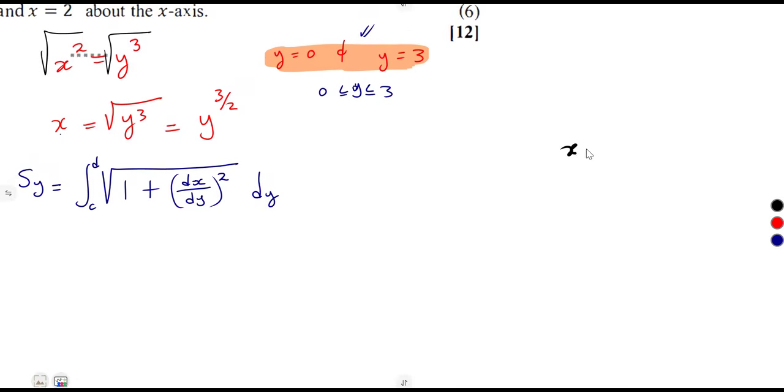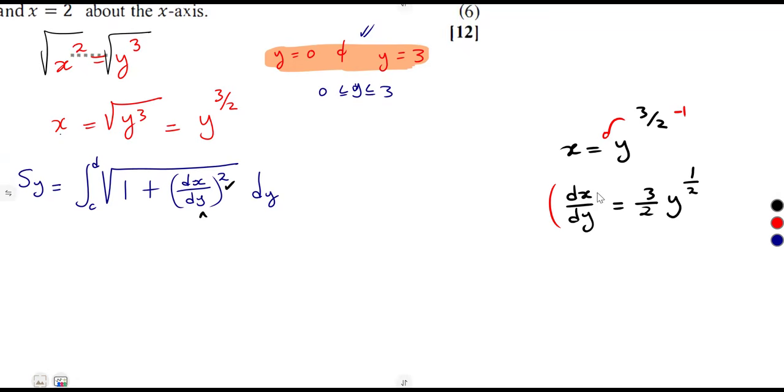So there we are given x is equal to y to the exponent of 3 over 2. What is it that we need? The derivative of x with respect to y. So drop the exponent, subtract 1. Remember, derivative: drop the exponent, subtract 1. So it's going to be 3 over 2 y to the exponent of 3 over 2 minus 1. That is a half. You square it. As we can see, there's a square there. So you're supposed to square this value that you just determined.